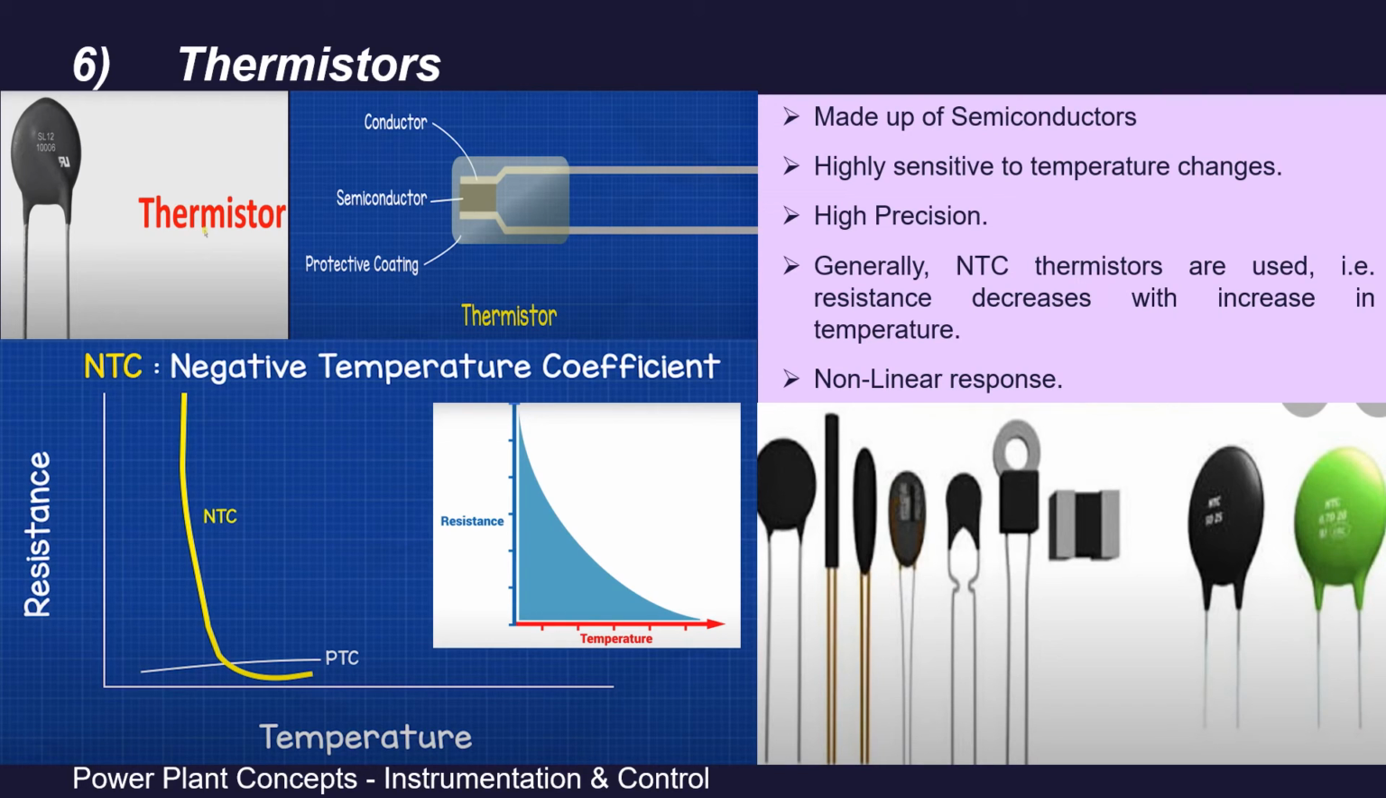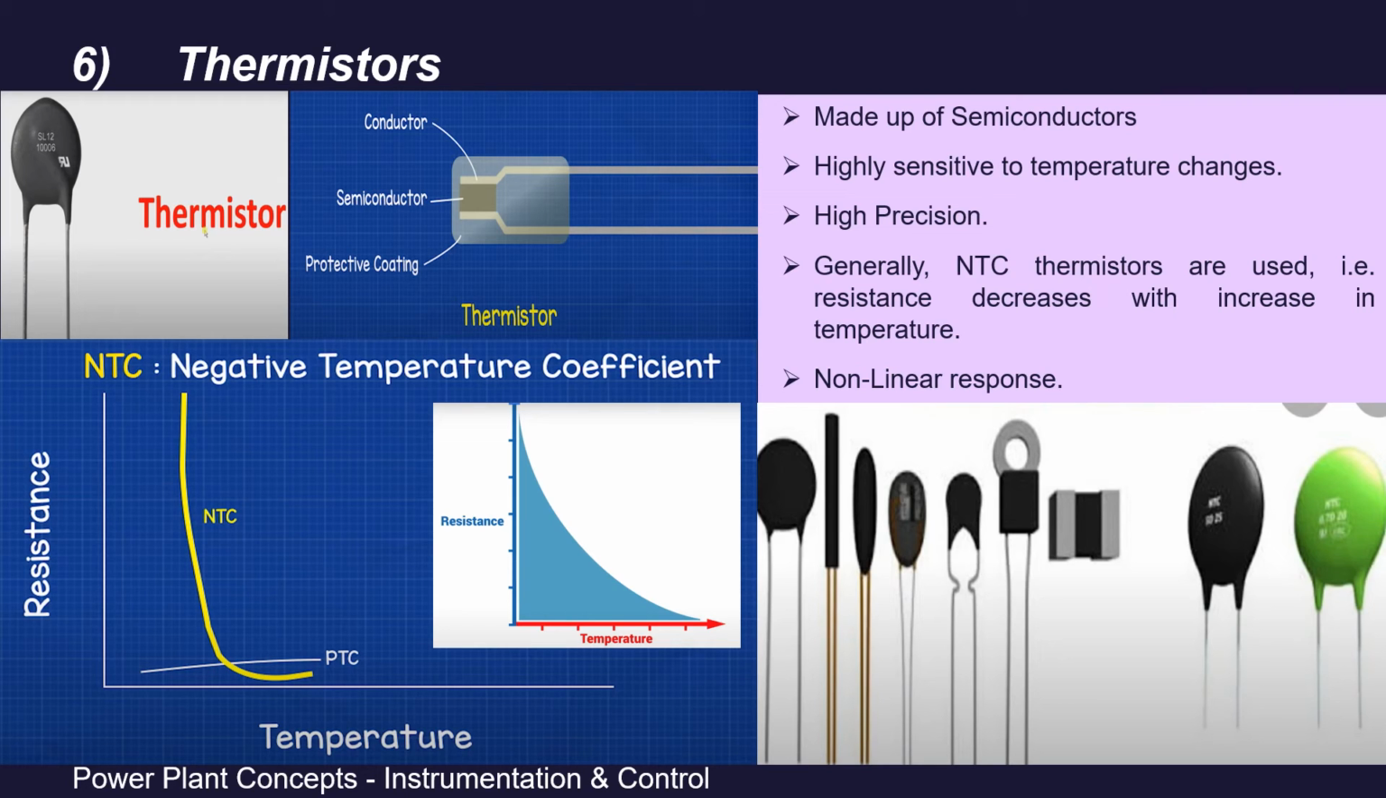Generally, NTC thermistors are most commonly used in temperature measurement, while the PTC thermistors are primarily used for circuit protection. They are highly sensitive to temperature changes and are often used in application where precision is crucial. However, as compared to our simple RTDs, the response of these thermistors is non-linear, but thermistors have better precision.